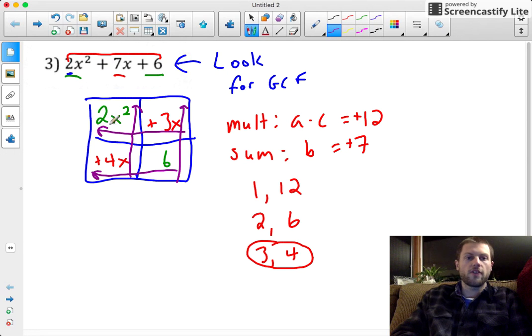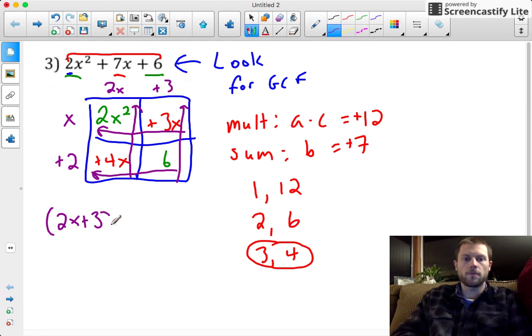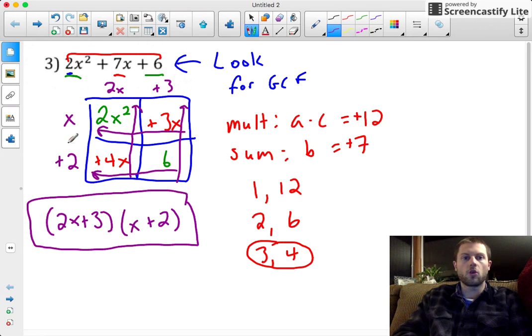So let's take the GCF of 2x squared and 3x. That's going to give me an x. And the GCF of 4x and 6 is going to be a positive 2. Going this way, I have a GCF of 2x, and this way I have a GCF of a positive 3. This is going to give me my two factors. From the top, I get 2x plus 3, and over on the side, I have x plus 2. This is the fully factored form of my original quadratic equation.